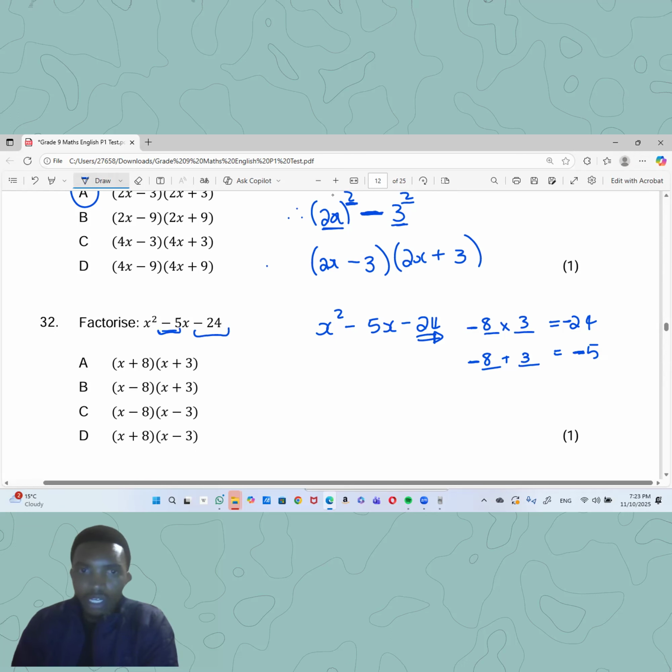So now when we factorize, we're going to have -8, the first number, and the next number is going to be +3. Remember this is positive, +3. And then we have x there and x there. So which one is our answer in this case? It is B, right? Yes.